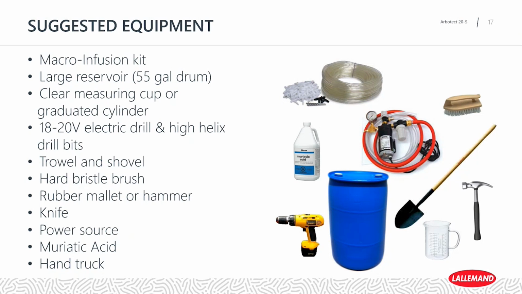We also want a hard bristle brush to clean off the surface of the roots, a rubber mallet to gently tap the teeth into place, an X-Acto knife to cut your tubing into the right lengths, a power source. We always recommend a 12-volt deep cycle marine battery, and a bottle of muriatic acid to calibrate your water's pH level if need be, and optionally a hand truck.